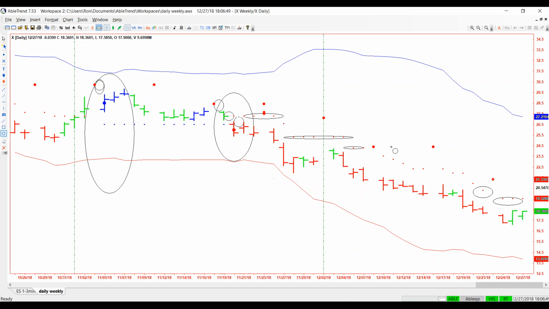And we'll stay in it as long as you've got these red dots above. Stay in the trade, you're safe. Got a wall of protection there.